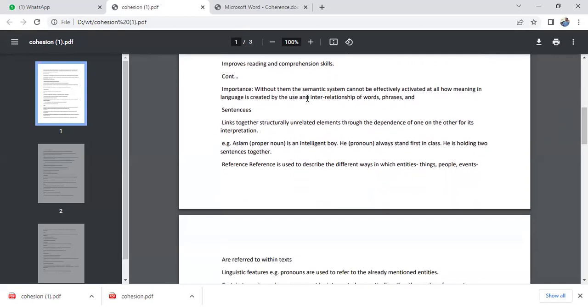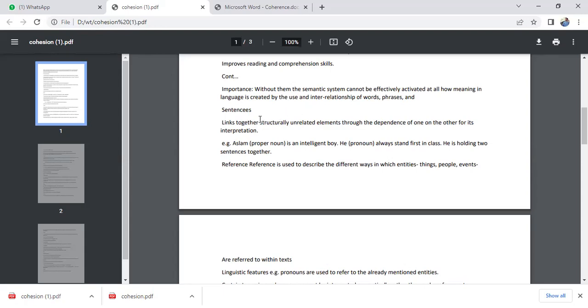Importance: without them, the semantic system cannot be effectively activated at all. Meaning in a language is created by the use of an interrelationship of words and phrases. Remember, what is the importance of cohesion? What is the importance of cohesive devices? Without cohesive devices, without this cohesion, you cannot effectively activate your meaning in the text.